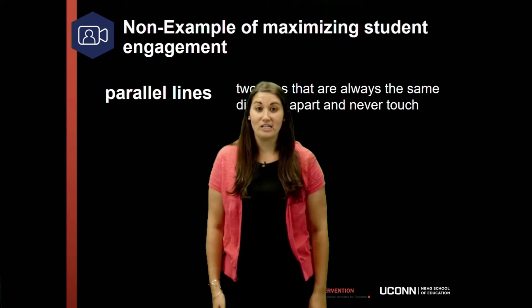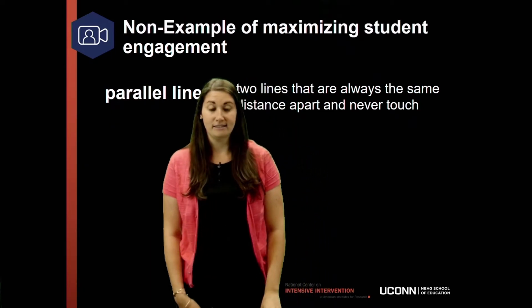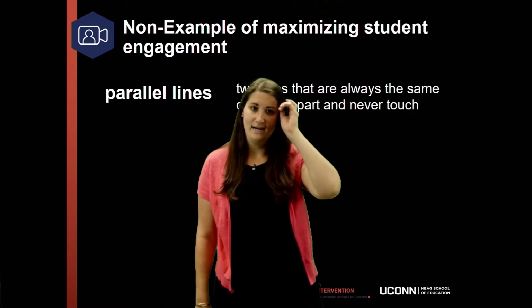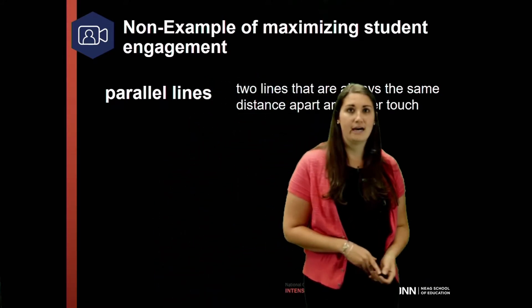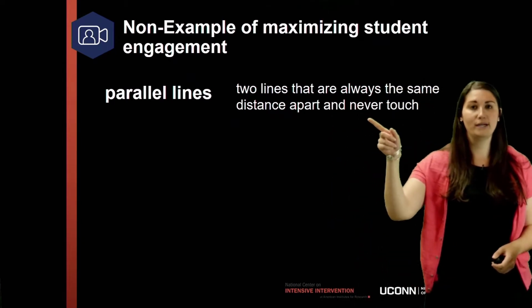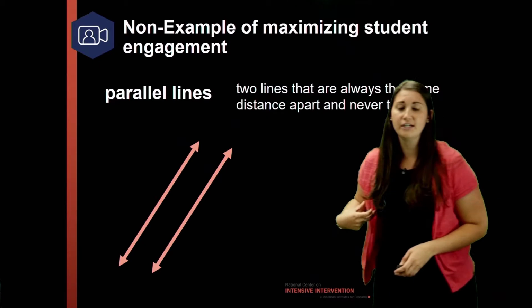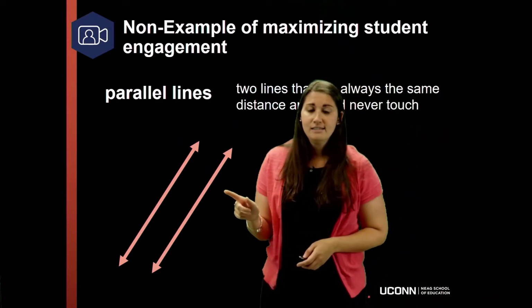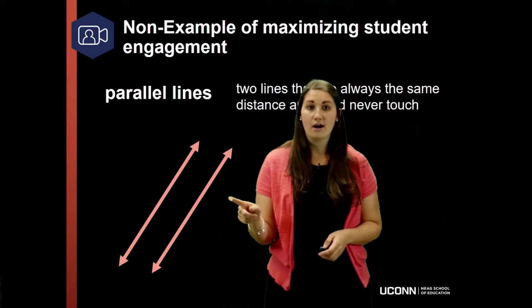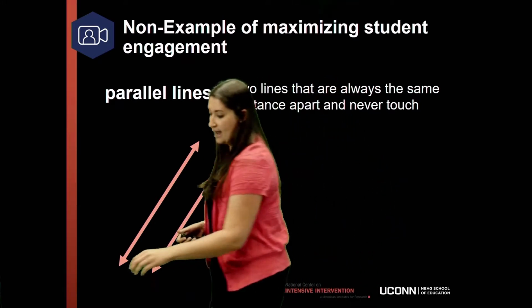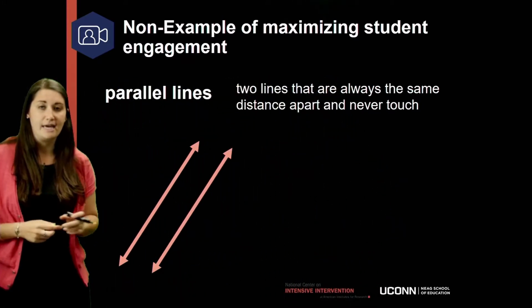Today, we are going to learn about parallel lines. What will we learn about, Zion? Parallel lines. That's right. So parallel lines are two lines that are always the same distance apart and never touch. Let's look at these examples. These are parallel lines because they are two lines that are always the same distance apart and never touch. Let me show you what that looks like.